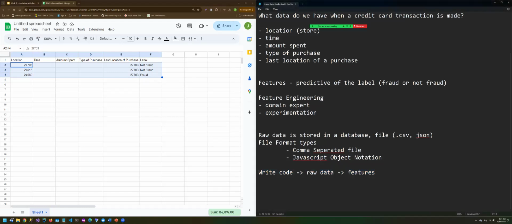So you're going to have features, and the idea is that you take the data plus the features, and you input this into some machine learning algorithm.